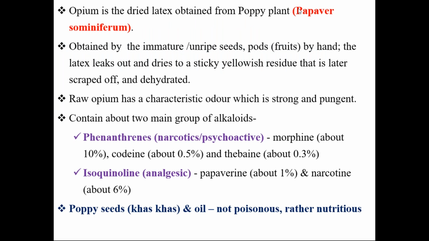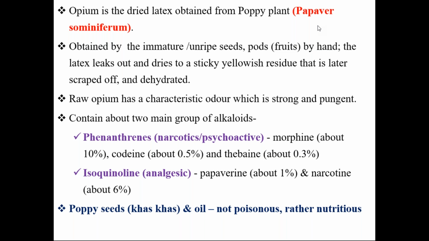Where is opium derived from? Opium is derived from dried latex obtained from poppy plants, the Papaver somniferum plant. They are obtained from unripe, immature seeds. The pods, which we call fruits, are streaked by hand. The latex leaks out and dries to a sticky yellow residue that is later scraped off and then dehydrated. I will show you the picture of the unripe fruit.